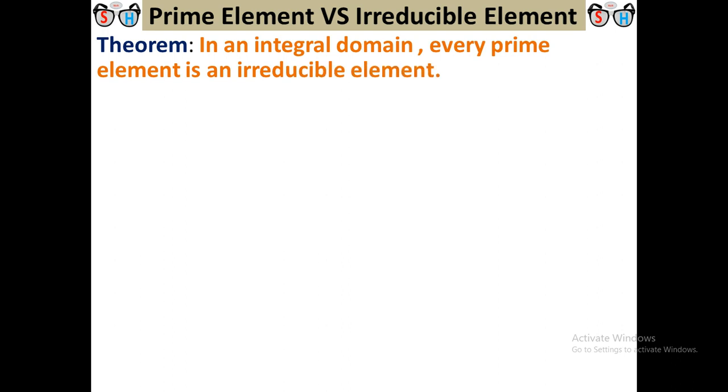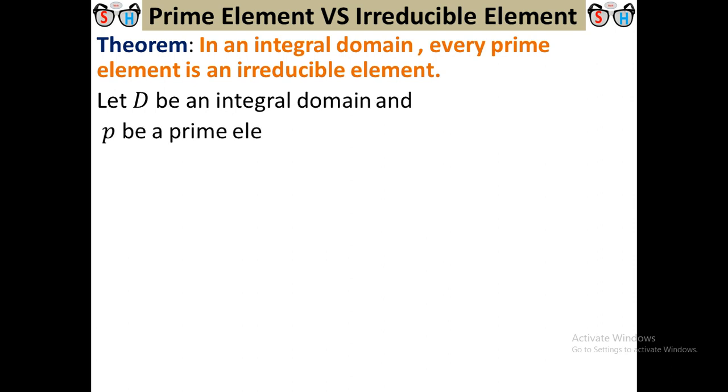So you have to take an integral domain. Let D be an integral domain and P be a prime element in D. Since P is a prime element, there are two conditions for P. The first condition is P is not a unit, and the second condition is if P divides AB, then either P divides A or P divides B. Obviously P is non-zero. Here you have to prove that P is an irreducible element. That means you have to show that P is non-zero and not a unit in D, and the second condition is if P equals AB, then either A or B is a unit.